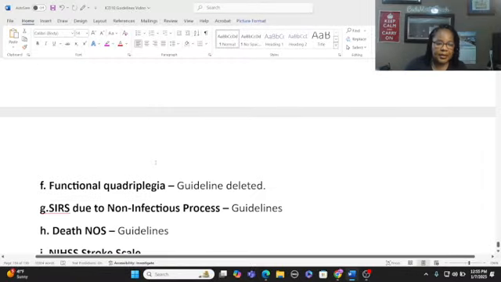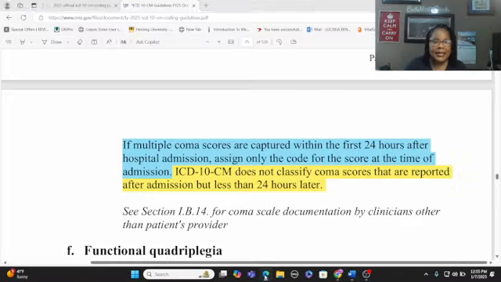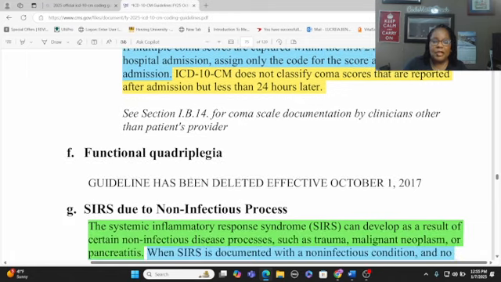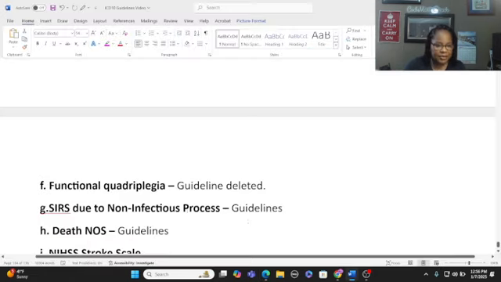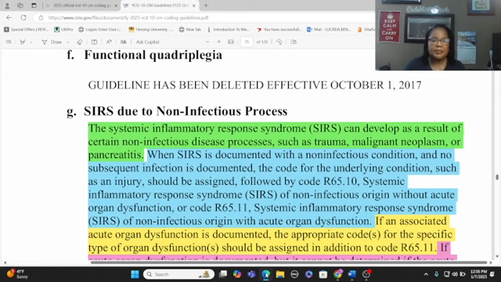Okay? We're down to F on the guidelines. Functional quadriplegia, it says this guideline has been deleted effective October 1st of 2017. So now we're down to G. Just make sure my guidelines are still, yep, guideline deleted. Now we're at G, straight from the guidelines.